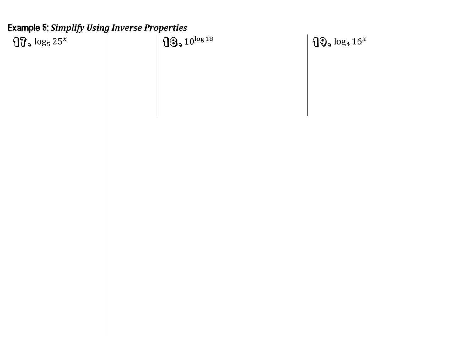Okay, so number 17 is already in logarithmic form. So we're still going to start by saying, let y equal log base 5 of 25 to the power of x. Now, instead of switching to log form, we're going to switch to exponential form. So what's the base of our log? The base of our log is 5. A log is an exponent, so the exponent is y. And this is going to equal 25 to the power of x.